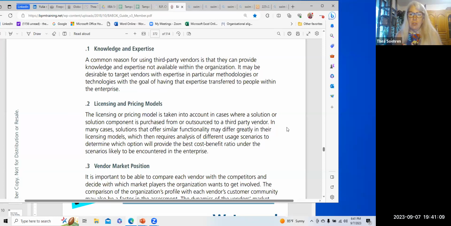This requires analysis of different usage scenarios to determine which option will provide the best cost-benefit ratio under the scenarios likely to be encountered by the enterprise. So you need to be talking to the guys with boots on the ground about what scenarios we're likely to encounter before you go to these talks and say, what are the packages you're offering? How can you deliver this to us? What happens if the knowledge transfer is incomplete? What happens if, etc. You need to have contingencies in place for each of these.